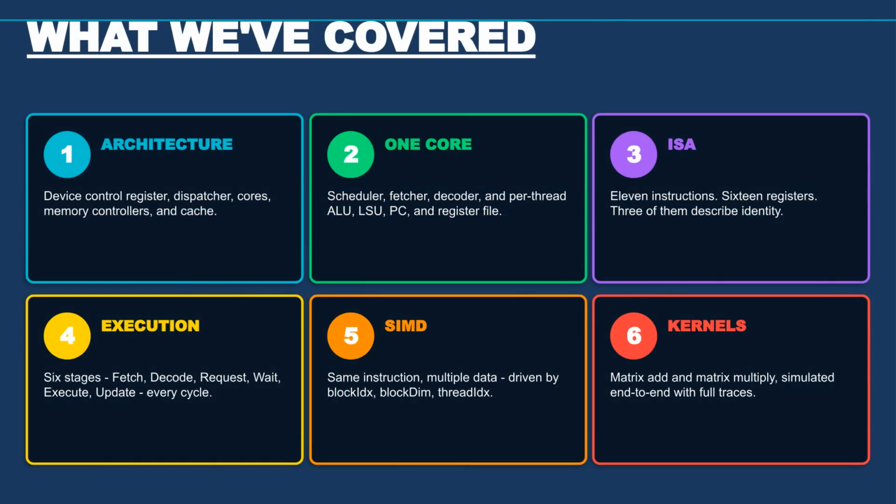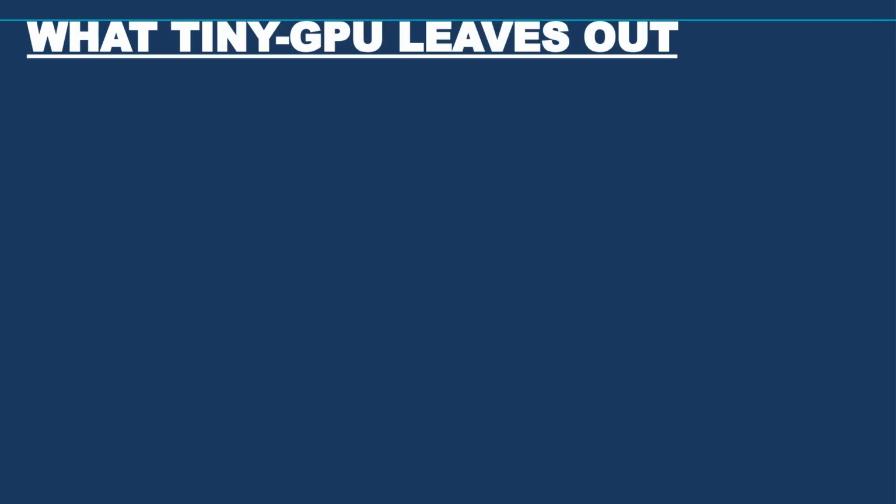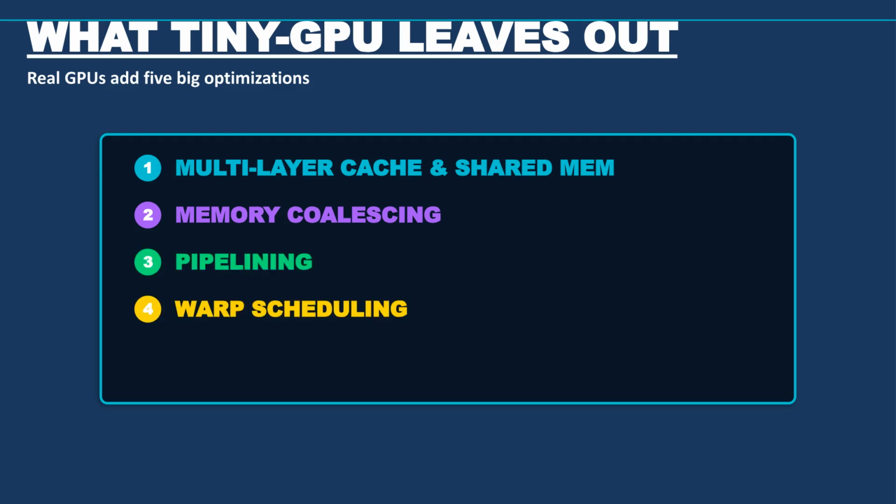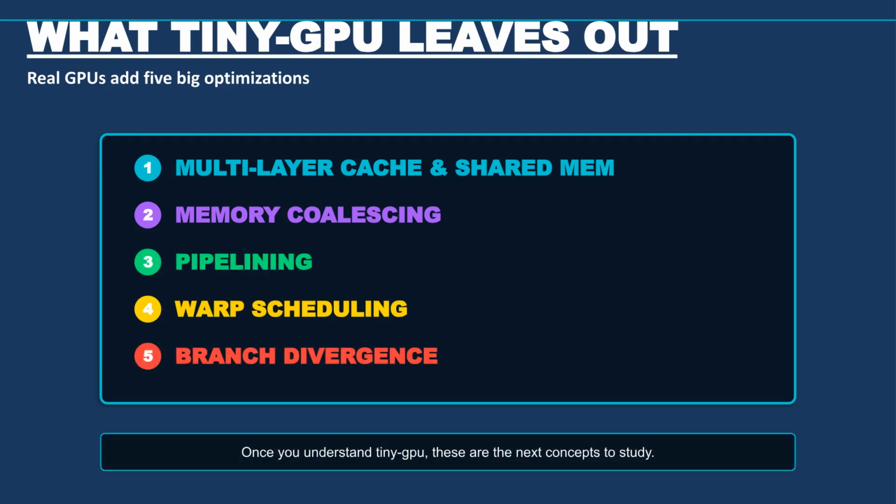We have covered the TinyGPU architecture, the components within one core, the 11-instruction ISA, the multi-stage execution, SIMD operation, and kernel examples with full traces. Now let's look at what TinyGPU leaves out. Real GPUs utilize 5 major optimizations not present in this simplified model. These include multi-layer cache, memory coalescing, pipelining, warp scheduling, and branch divergence handling.